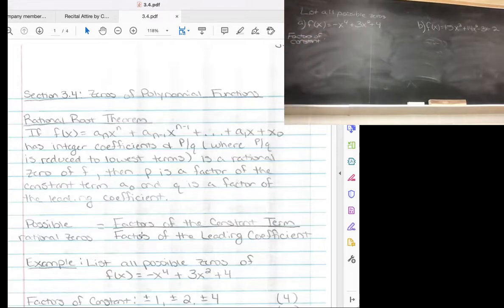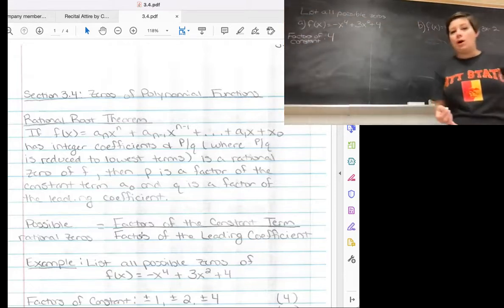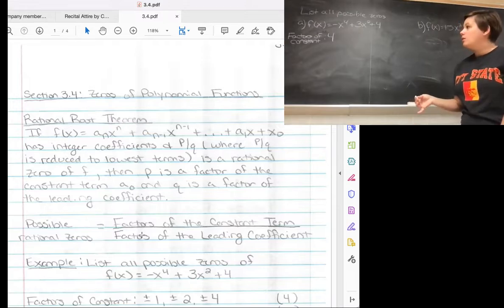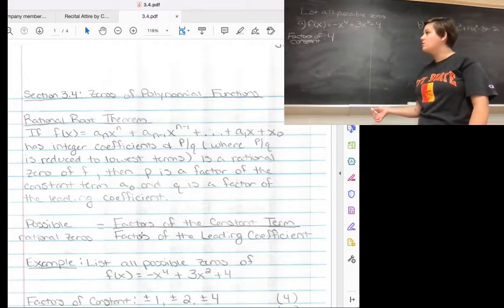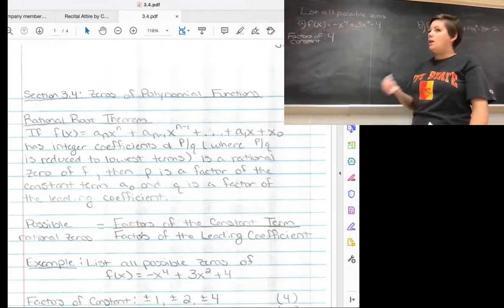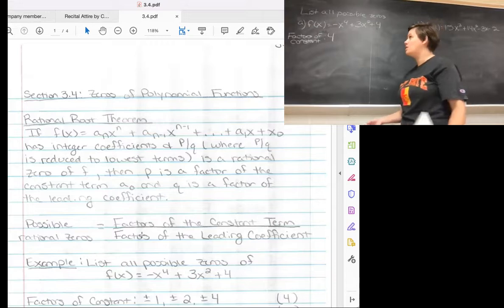So what is the constant? Well, the constant is the number tacked on at the end that doesn't have a variable with it. That is your constant. So our constant is 4. So we need to find the factors of 4. Well, what are factors? Factors mean what times what will give you 4. Well, 1 times 4 will give me 4, correct? But negative 1 times negative 4 also gives me positive 4, doesn't it?